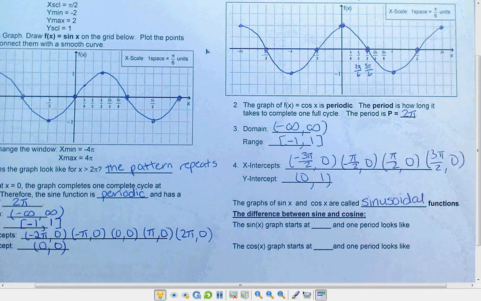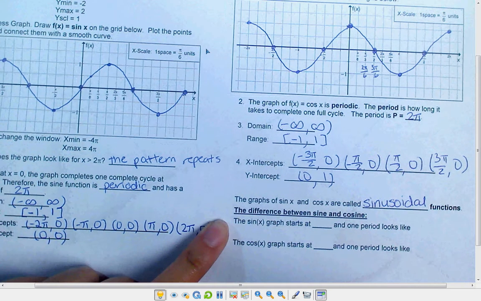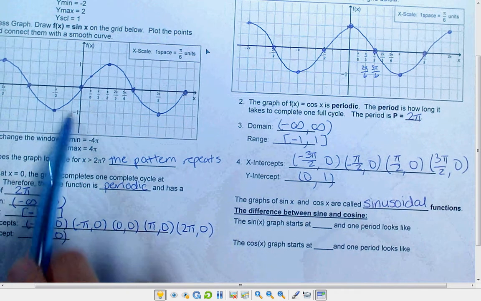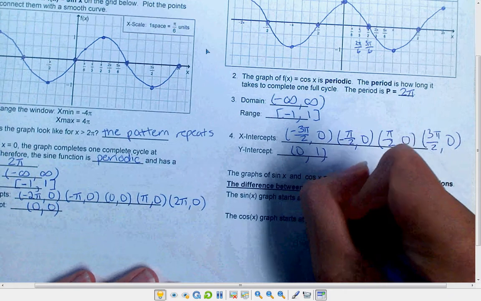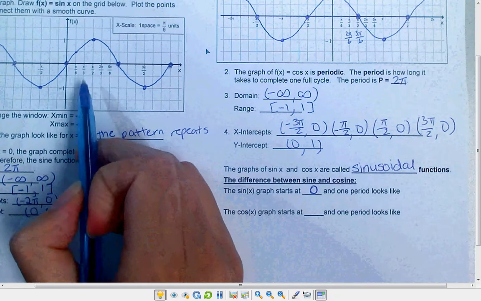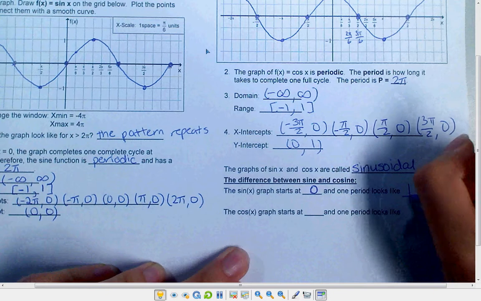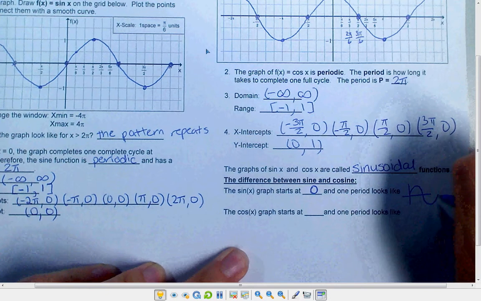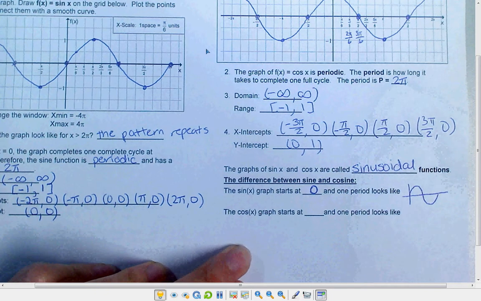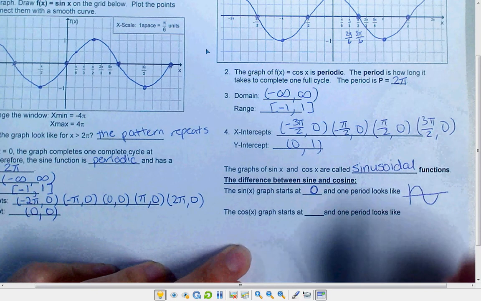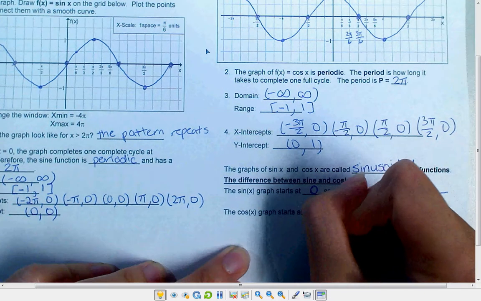So the biggest thing that you guys are going to need to remember is the difference between sine and cosine. Right, so we just got both of them. The thing to remember with sine is that the sine graph always starts at 0. That's its y-intercept. And the period looks like this. It's a hill and then it's a valley. That's one period. The cosine graph starts at 1.